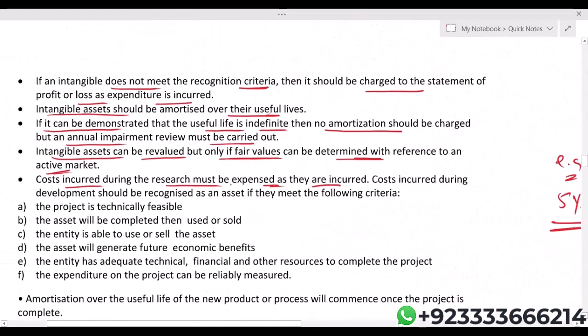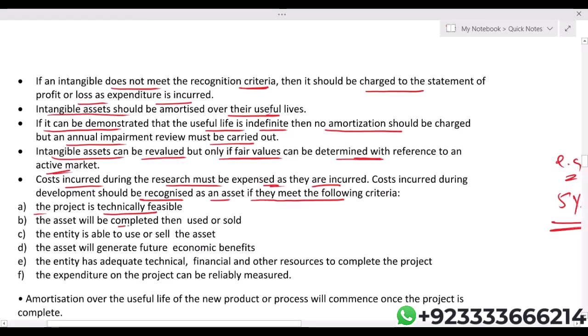Costs incurred during research must be expensed as they are incurred. Costs incurred during development should be recognized as an asset if they meet the following criteria, if they meet 6 conditions. Number 1, the project is technically feasible. Simply, you can say that completion of the project is technically feasible.